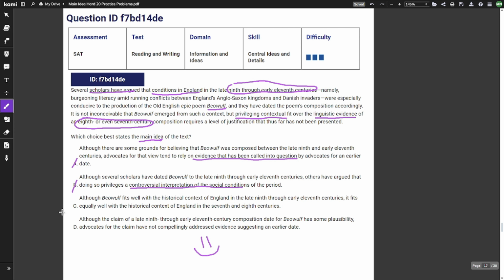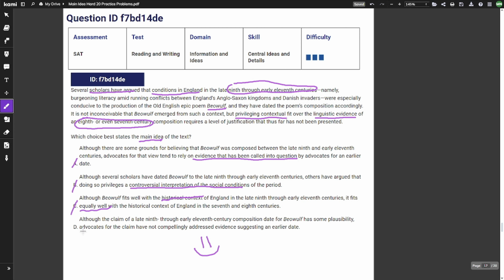And then C, it says all of this poem fits well with the historical context of England in the 9th through 11th centuries. It fits equally as well with the historical context of England in the 7th and 8th centuries. That's just a whole bunch of babbling. Like, I don't know what to say. It never talks about the historical context, let alone it being fitting equally as well, or anything like that. So it's not gonna be C.